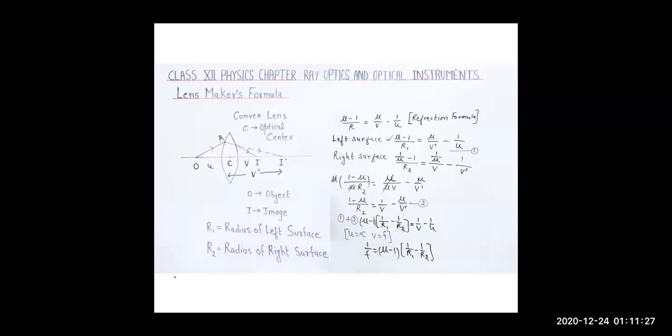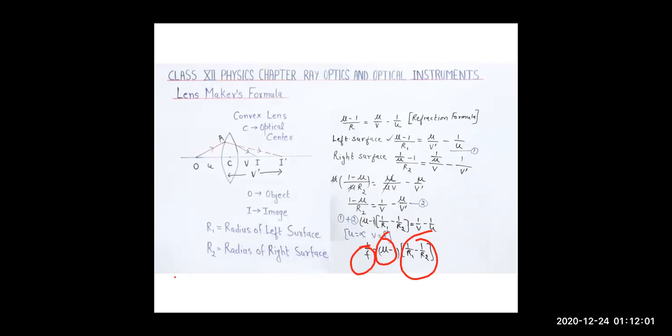So this formula, children, relates the focal length with the refractive index of the material of the lens and with the radius of curvature of the two surfaces of the lens. Now you will say, ma'am, if we want to find out the focal length, we can find it with the lens formula. But children, this formula, as the name says, lens maker's formula, is used by the lens manufacturing companies to calculate the focal length, right?